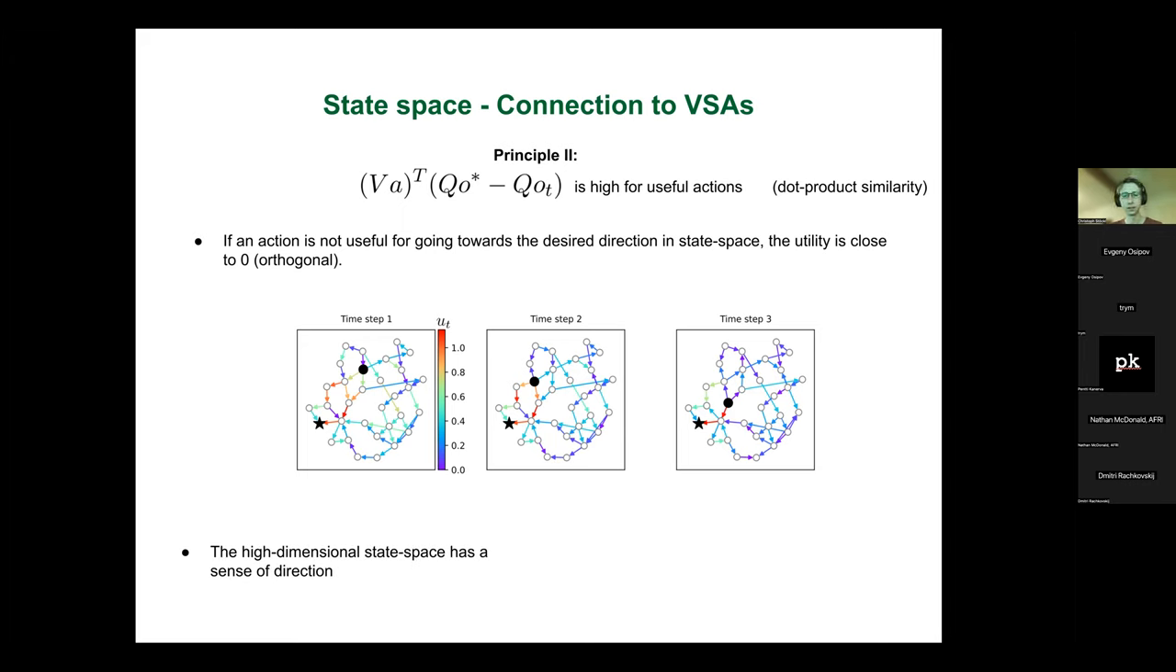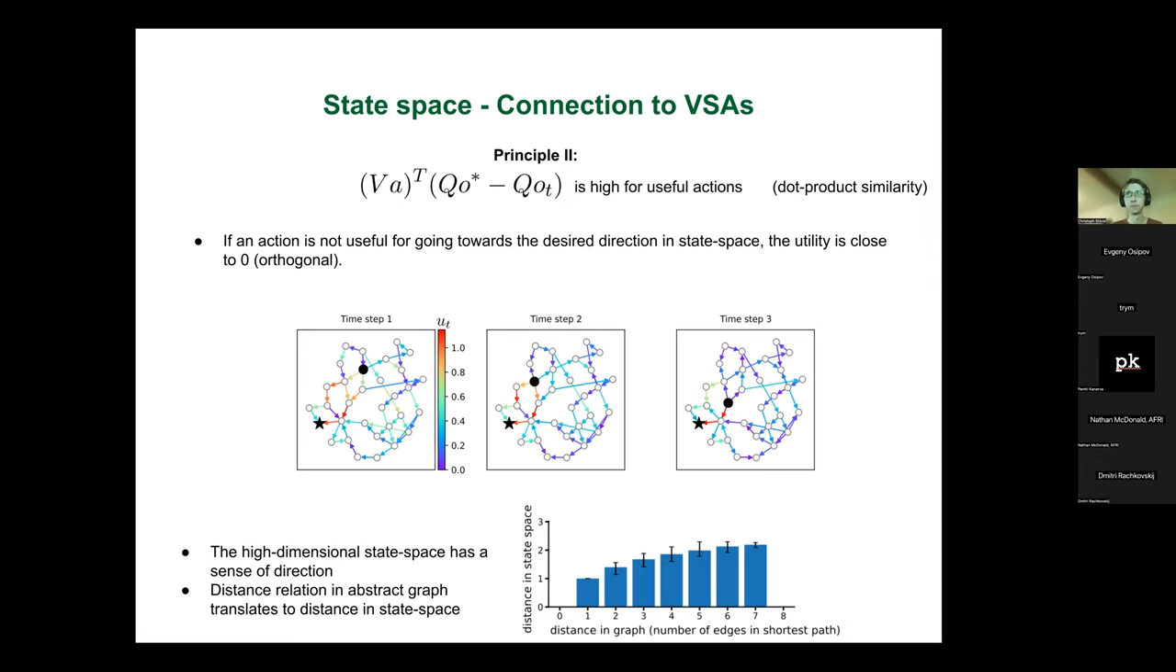Right, and secondly, it's important that the CML really creates the state space in a way that it has a sense of direction. So basically, when you take an action, you really can get closer to the target state. And this basically means that there has to be a distance relationship in the abstract graph, which basically means the distance between two nodes in an abstract graph would be how many edges you need to traverse to get from one node to the other. And this has to translate as well into state space. So nodes which are further apart in the graph have to be further apart in state space. And if we analyze this, we can actually see that this is the case. And there is this relation that nodes that are further apart in the graph and require multiple actions to get from one to the other are also further apart in state space then.